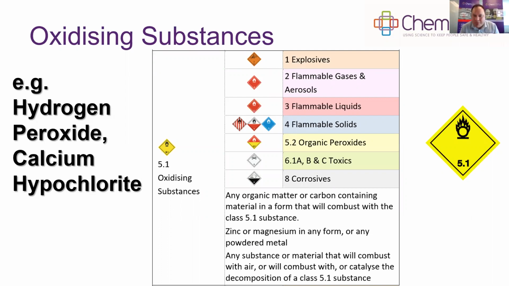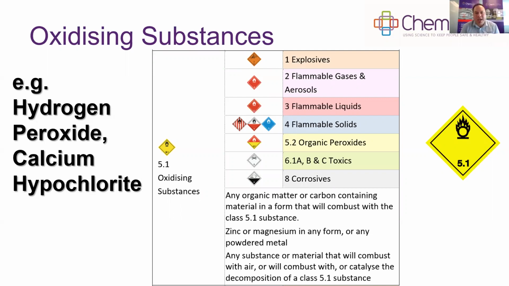It's also incompatible with zinc or magnesium in any form or any powdered metal. Any substance or material that will combust with air or will combust with or catalyze the decomposition of class 5.1 substances. So they are what the oxidizing substances are incompatible with.